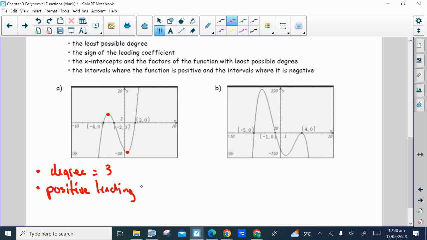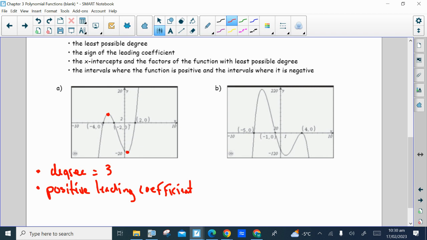And it's tempting to use, say, letters like LC for leading coefficient. It's tempting, but on a diploma exam, you won't get credit for that, okay? Because the marker doesn't know what you're writing. They can assume, but markers don't assume anything. Students have to show what they mean. So the x-intercepts and the factors of the function with least possible degree.